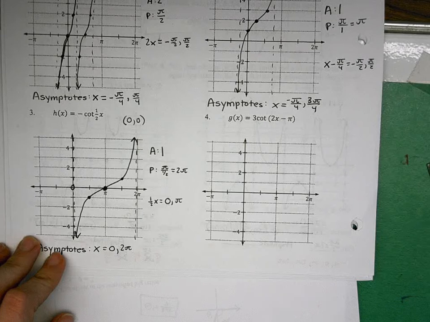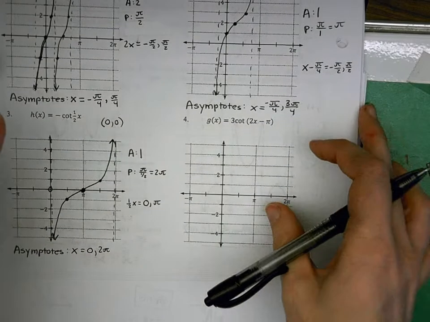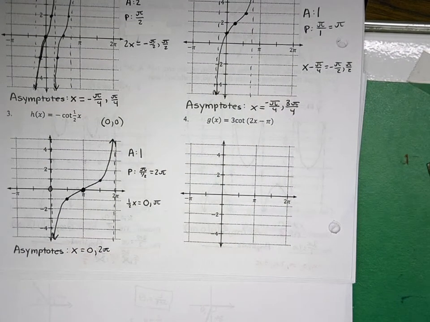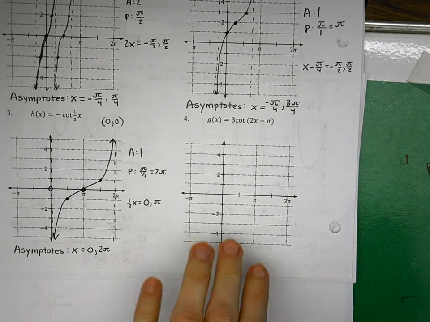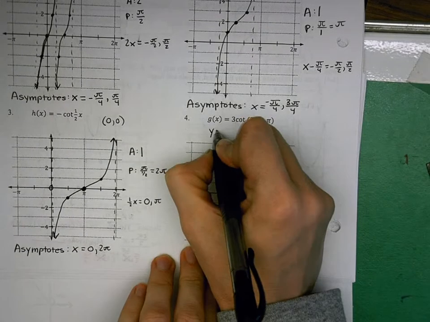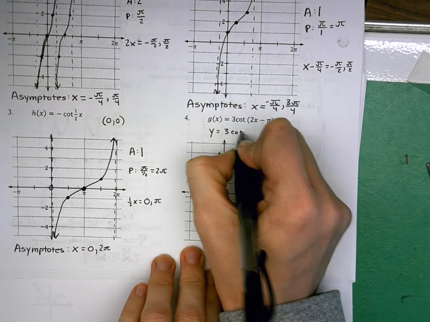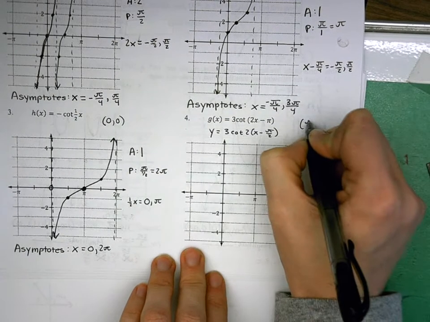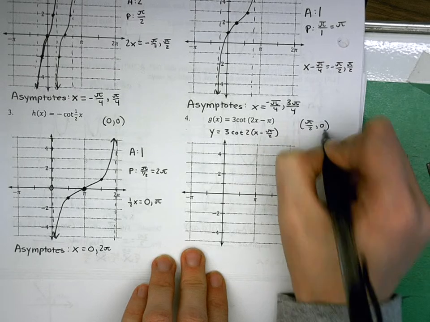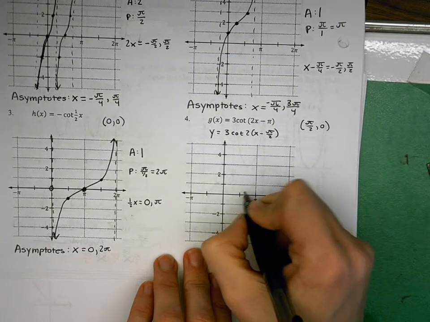Okay. And then last one, go ahead and pause the video, try this one on your own, restart it when you're ready. Okay, getting this one into its descriptive form, we just need to factor that 2 out. 2x minus pi over 2. My HK then is pi over 2, 0. So that's going to be my asymptote.